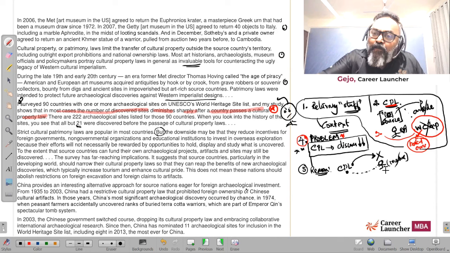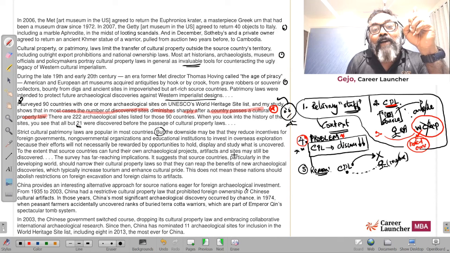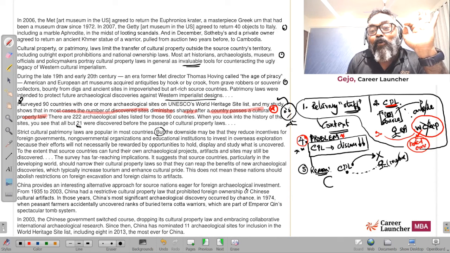I don't get anything in return. All right. To the extent the source country can fund their own archaeological project, artifacts and sites may still be discovered. Paisa hai. So basically saying that people with a lot of money, life is okay. They don't need outside help.